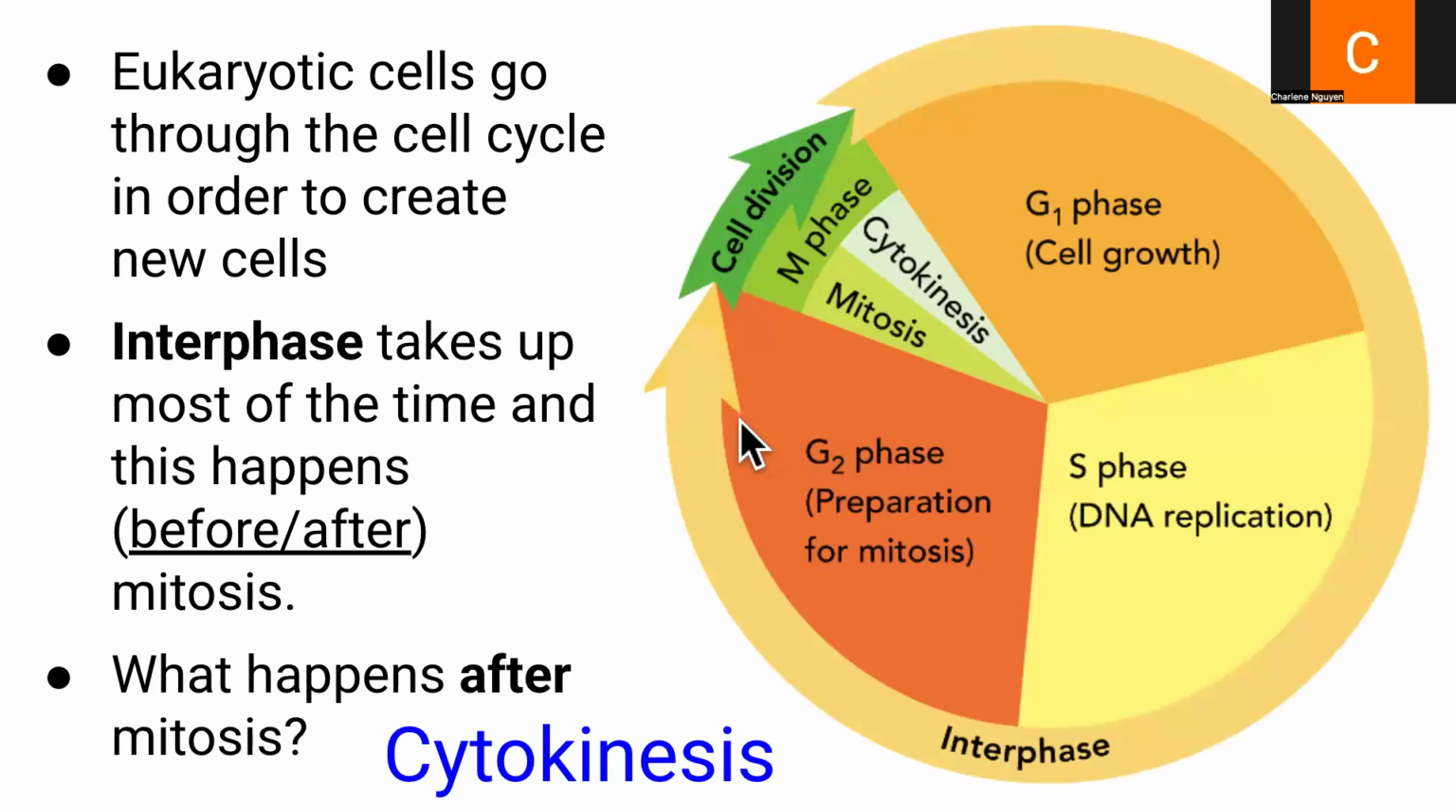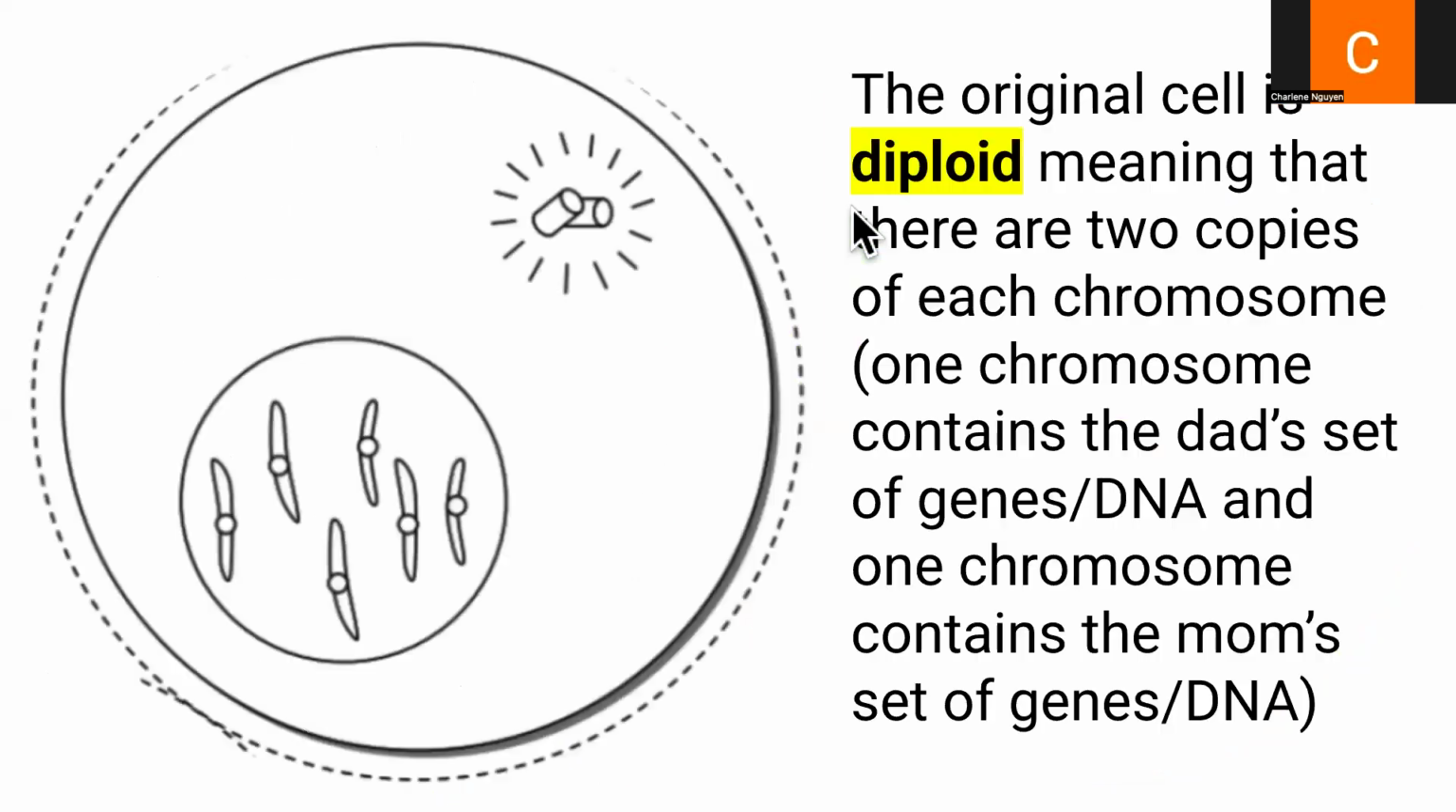All right, so before mitosis occurs, we have what we call interphase. So this happens before mitosis. So if you look at the yellow here, that's interphase. And then we have mitosis, which is in green. And then we have cytokinesis, which happens after mitosis. So in the cell cycle, we have interphase happening first, and then mitosis, and then lastly, cytokinesis.